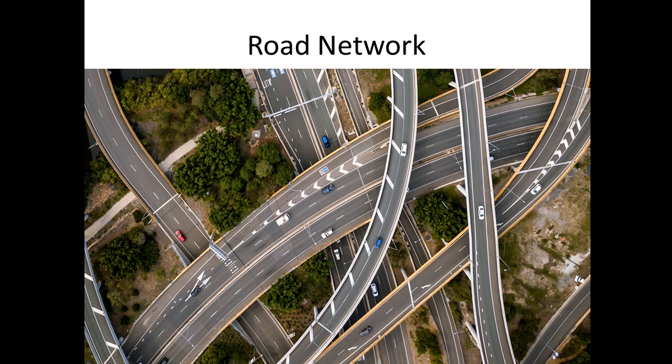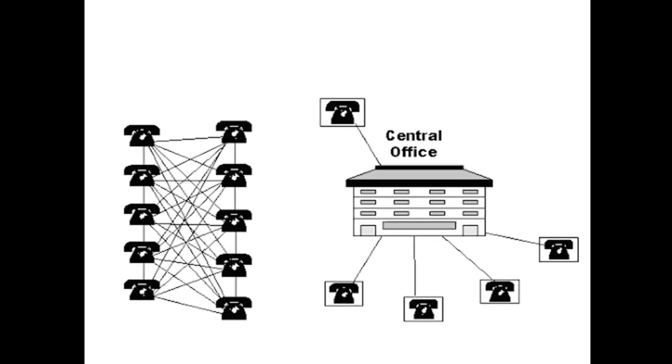So using a road network, we can travel from one place to another, and we can transport also the goods from one place to another. The second type of network that we will discuss is telephone network.